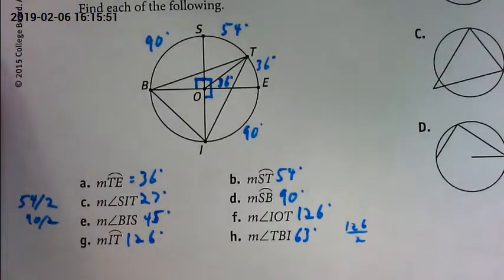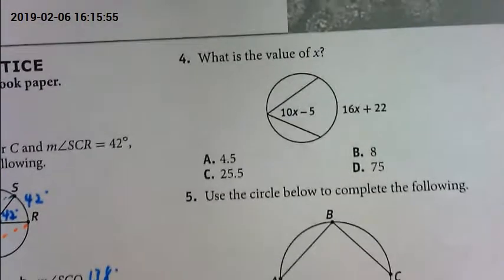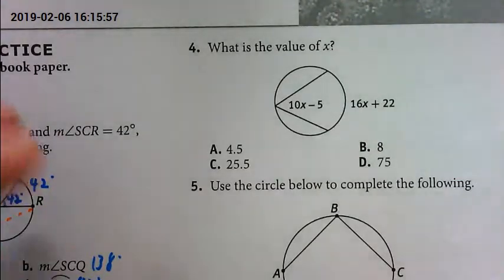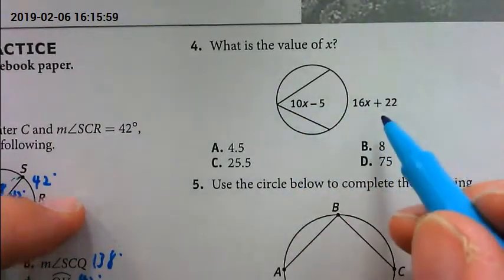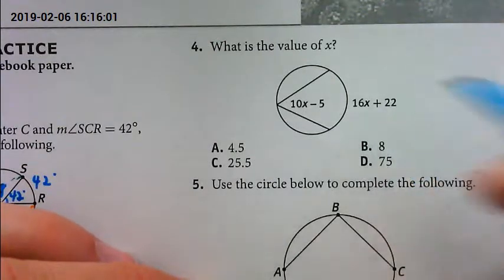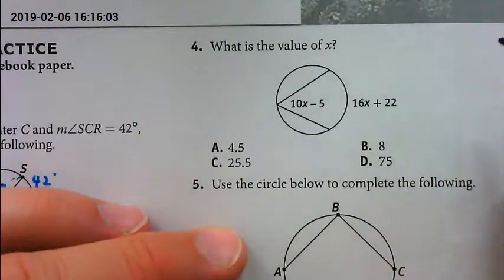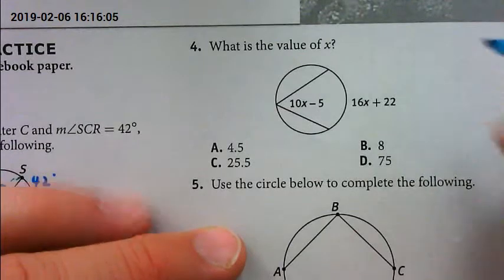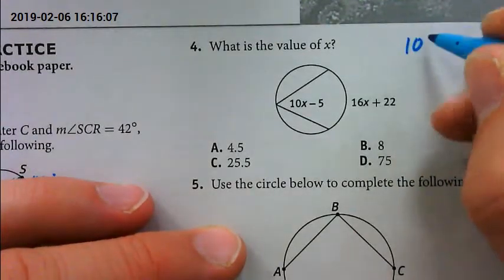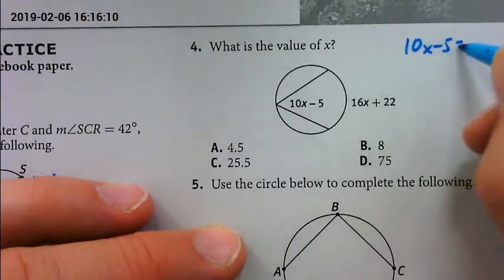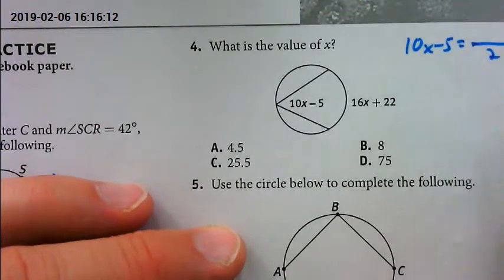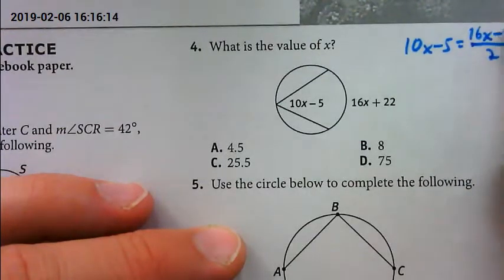All right, let's go on to the next one. On number 4, what is the value of x? Now, this angle is what compared to that arc? Half. So we need to write an equation in order to solve this one. So we're using some algebra here. So the angle is half of the arc. So we're doing the arc divided by 2.